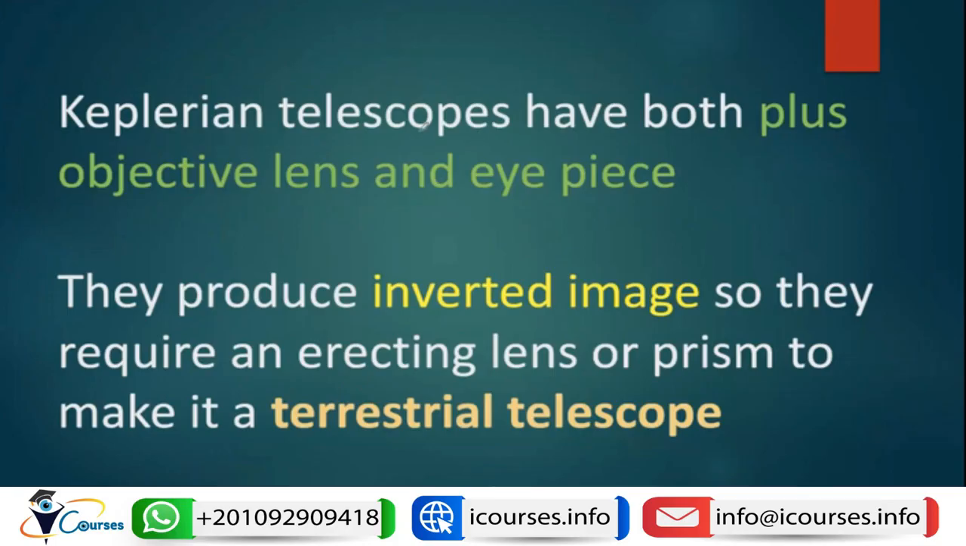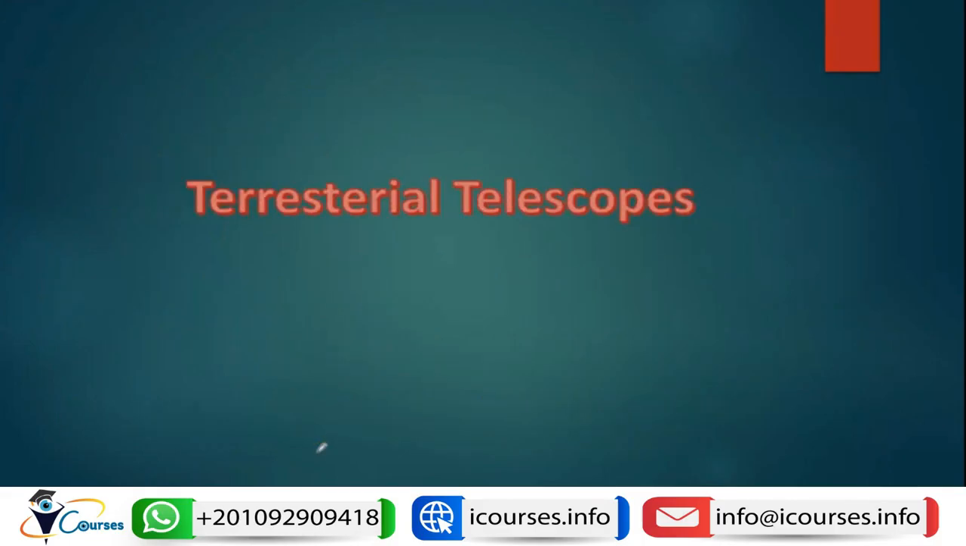So the Keplerian telescopes have both a plus objective lens and a plus eyepiece. That's why the length of the telescope will be the summation of both focal lengths. But its main problem is that it produces an inverted image, and that can be overcome by putting an erect lens or a prism in order to make this inverted image erect. And if we did this, then this is called the terrestrial telescope. So what is the terrestrial telescope?